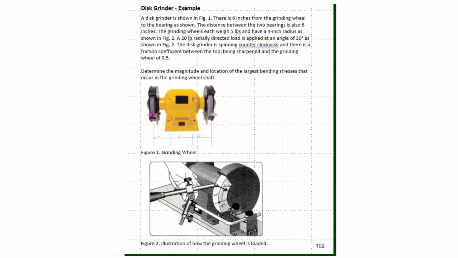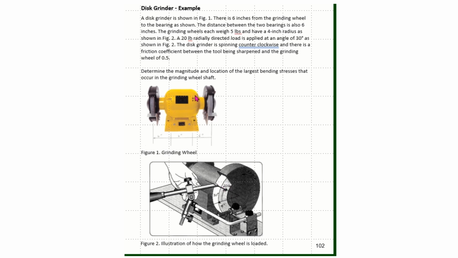The grinding wheels each weigh 5 pounds. So 5 pounds here and 5 pounds coming down here, and have a 4-inch radius as shown, from the center out to the edge. A 20-pound radially directed load is applied at an angle of 30 degrees as shown in this figure. So right here the user is sharpening a tool and she is pushing down on the grinding wheel at an angle of 30 degrees with the center of rotation, and she is applying a 20-pound load.